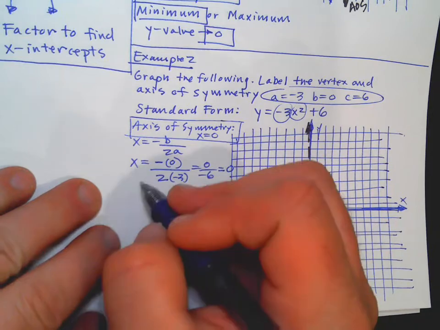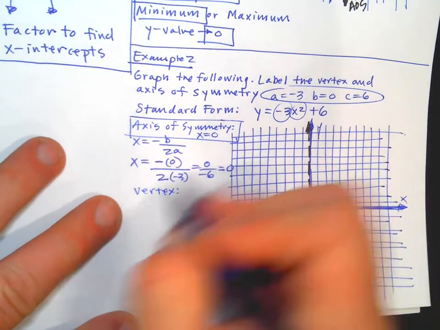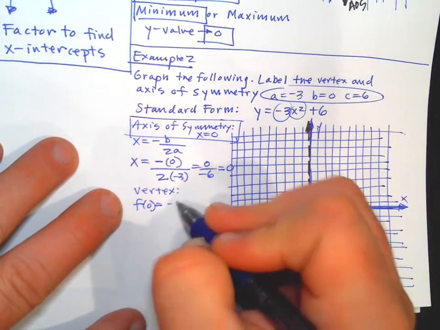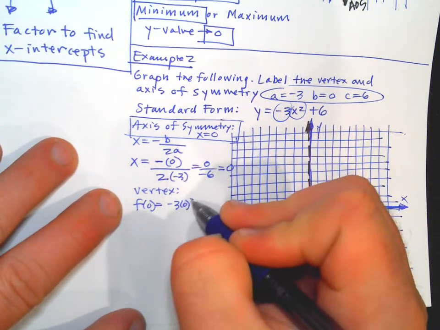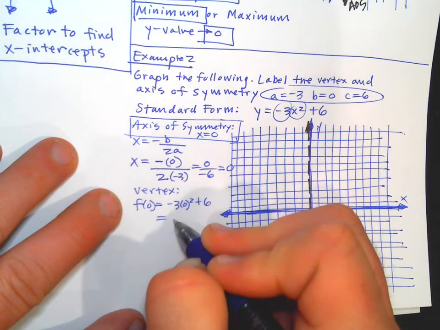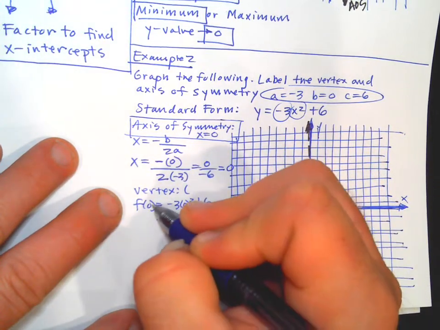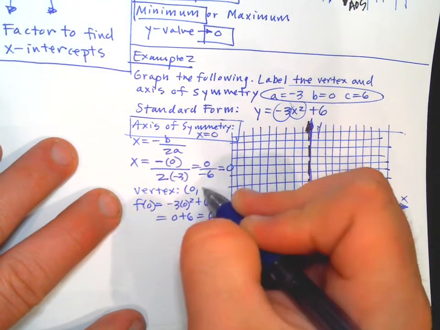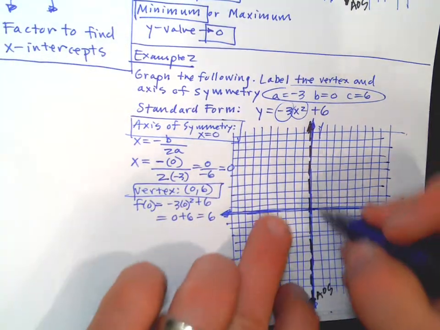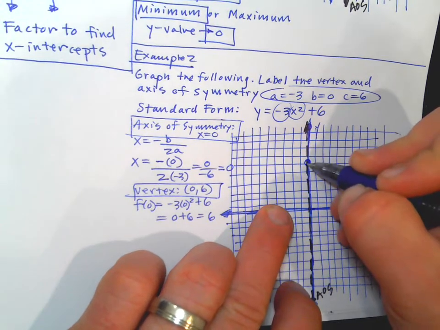Okay, next step to find the vertex is we plug that into the function. So we plug that in up here, negative 3 parentheses 0 squared plus 6. Well, 0 squared is 0, times negative 3 is 0, plus 6 is 6. The vertex, the x value is 0. The y value is 6. So 0, 6. 1, 2, 3, 4, 5, 6. Here's the vertex.